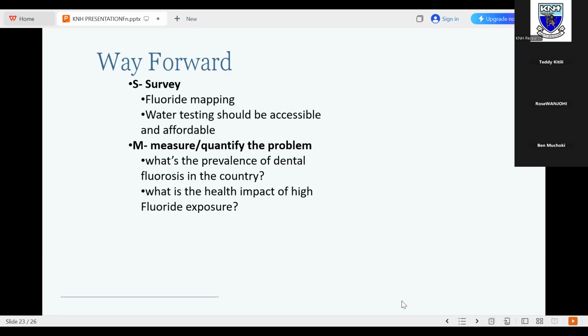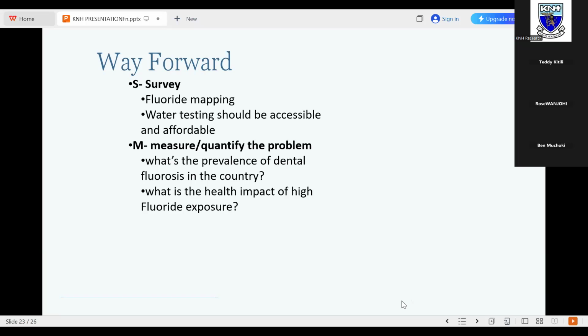I know we have a lot of researchers around. This is a key area that needs to be done. We have to do water testing that should also be accessible and affordable to people. And allow me to say, as Mama Maji, make sure that we have accessible and affordable water testing. Then we have to measure and quantify the problem.